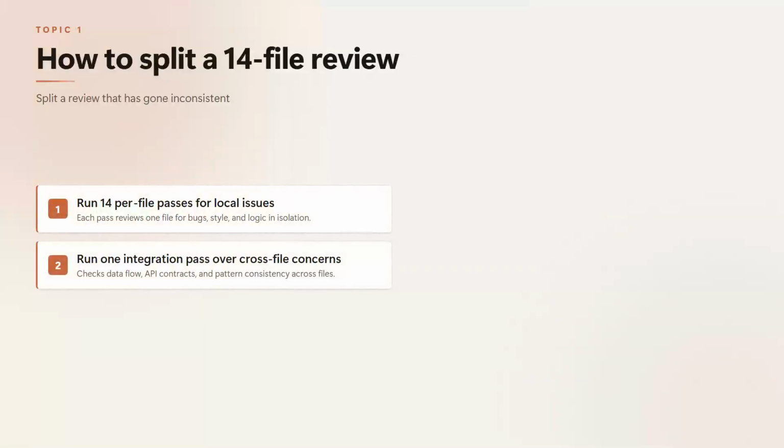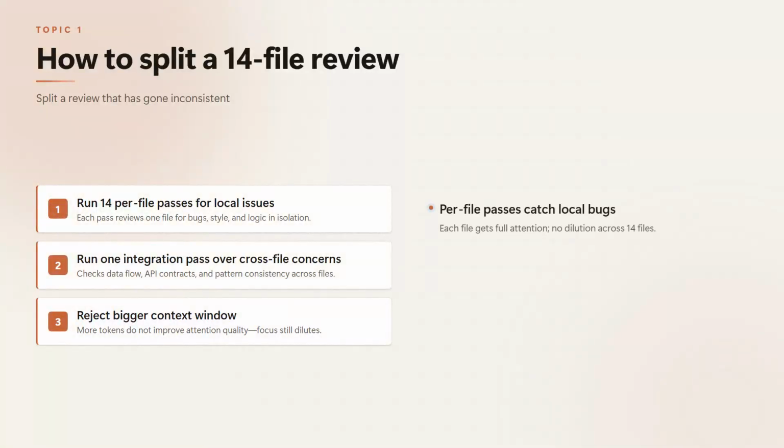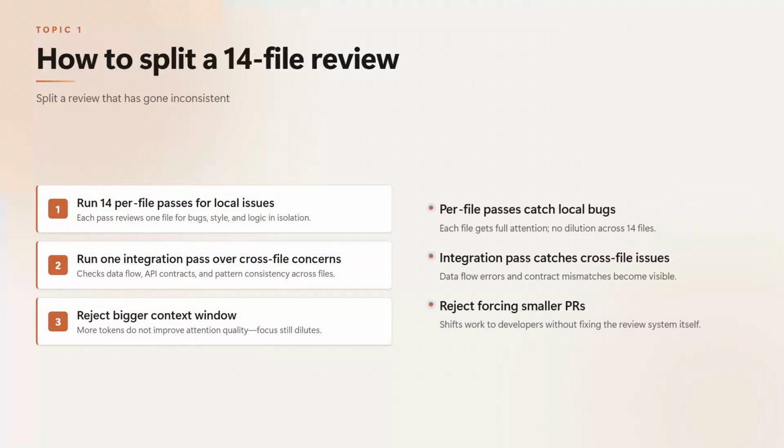Take the 14-file pull request from the drill. Instead of one pass, you run 14 separate per-file passes. Each pass looks at a single file for local issues, bugs, style, logic, without being distracted by the other 13 files. Then you run one integration pass that examines how data moves between files, whether API contracts match, and whether patterns are applied consistently. The alternative of using a model with a bigger context window loses because it still forces one pass to spread its attention across all 14 files.